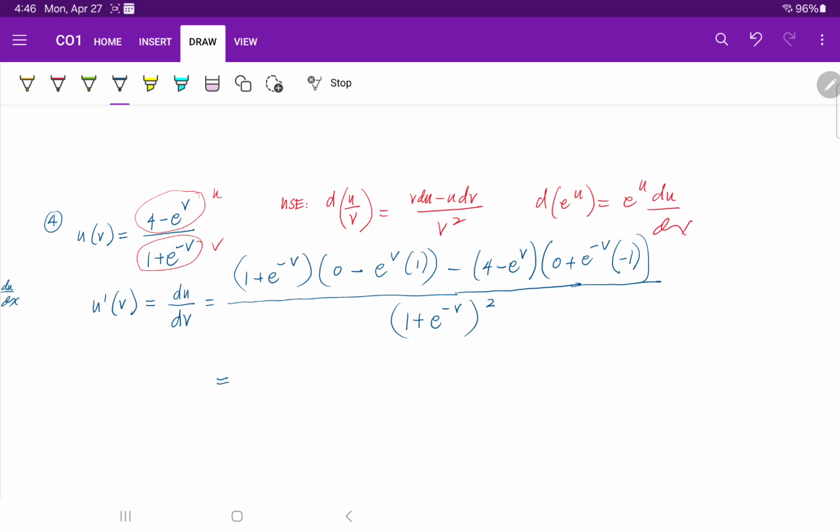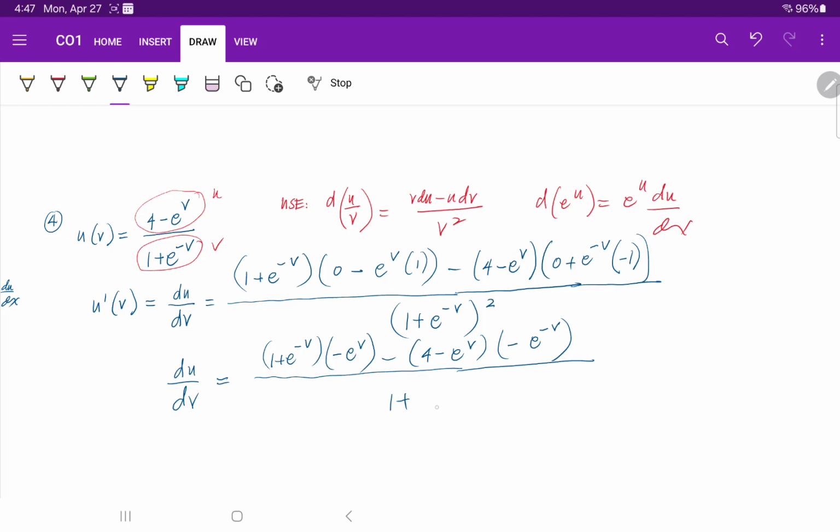So when we simplify, we get the derivative of u with respect to v is equal to what? Let's simplify the numerator. We have 1 plus e to the negative v times negative e to the v, minus 4 minus e to the v times negative e to the negative v.